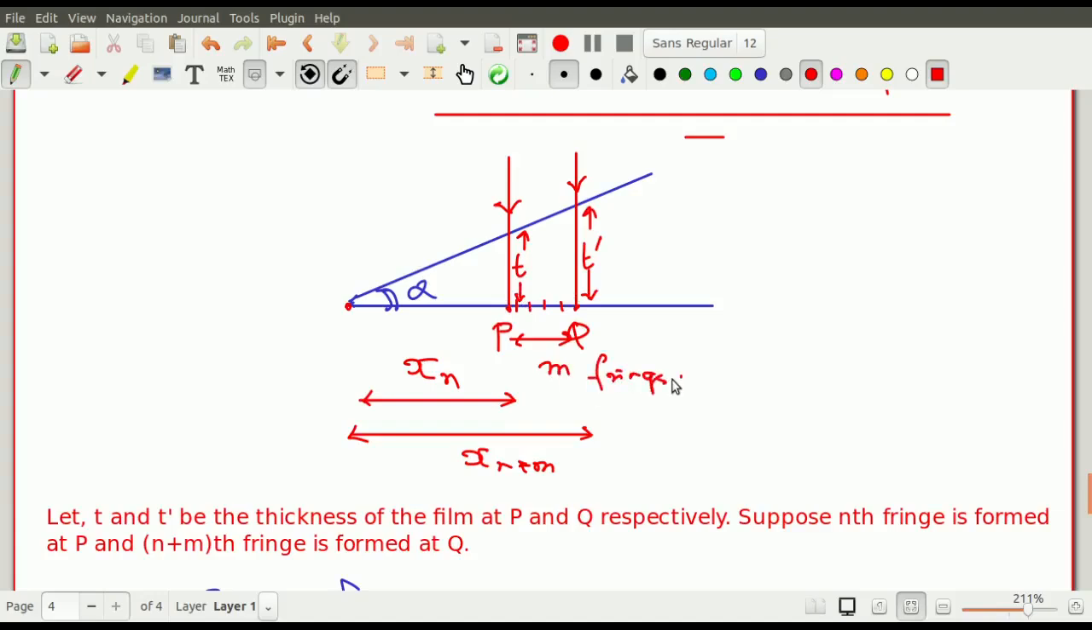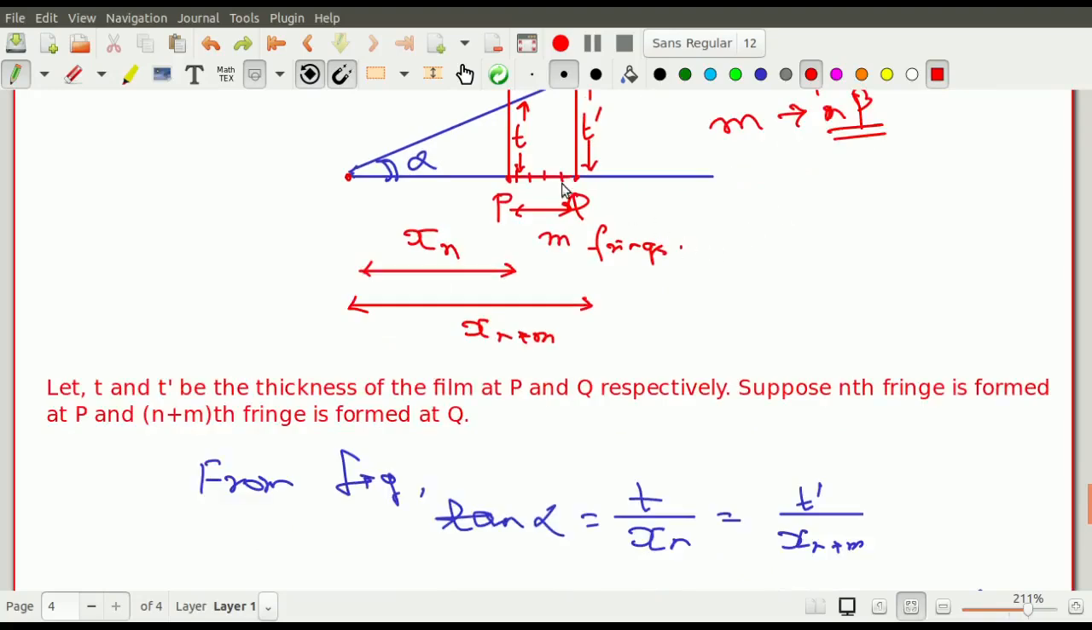What is the width of a single fringe? Beta is the fringe width, for one fringe. So for m number of fringes, what is the width? That is m beta. So what is the length of this portion? That must be m beta, right? For one fringe the width is beta, so for m fringes it should be m multiplied by beta.